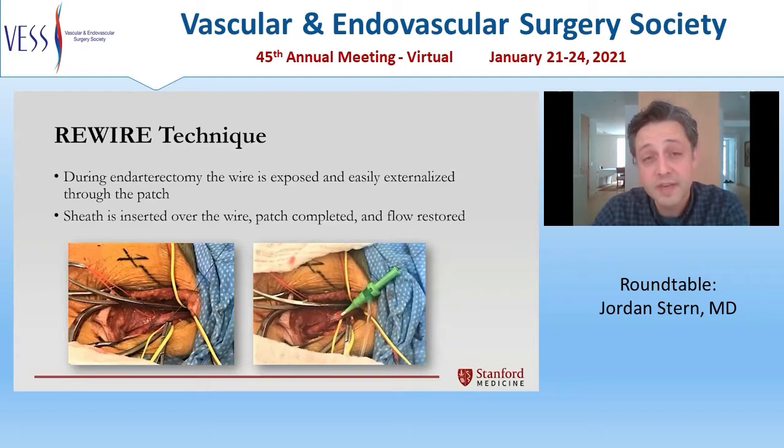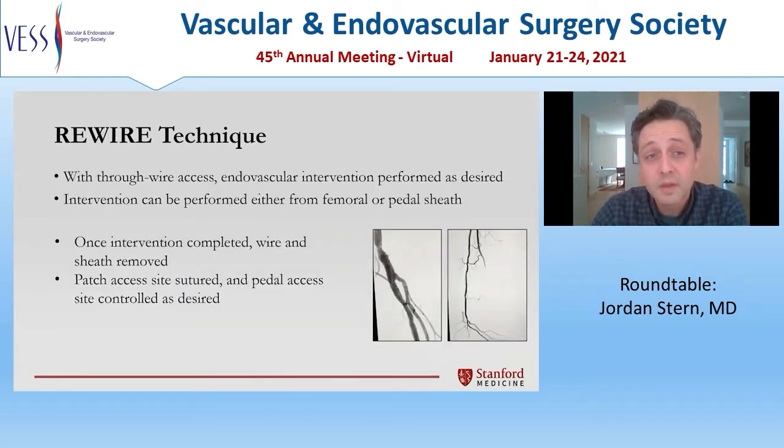Following this, the sheath is then inserted backwards over the wire, the patch is completed, and the clamps released, reestablishing flow to the lower extremity. With through-wire access now established, endovascular intervention is performed as desired in the superficial femoral to femoral popliteal segment. This intervention can be performed either from the femoral sheath above or from the pedal sheath below. Once the intervention is completed, the wire and sheath are removed, the patch access site is sutured, and the pedal access site is controlled as desired by the individual operator.